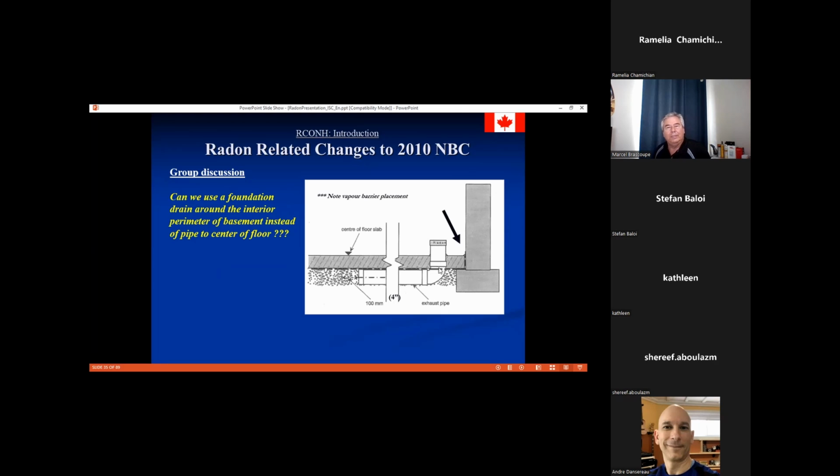Another option is we could also use a foundation drain, which is the corrugated black pipe that we put on the outside of our foundation. We can actually do a loop on the inside perimeter of our basement, which will pretty well act the same as this pipe here. So we could do that and just put a T and then come up through here. So that's an option that you could look at also.